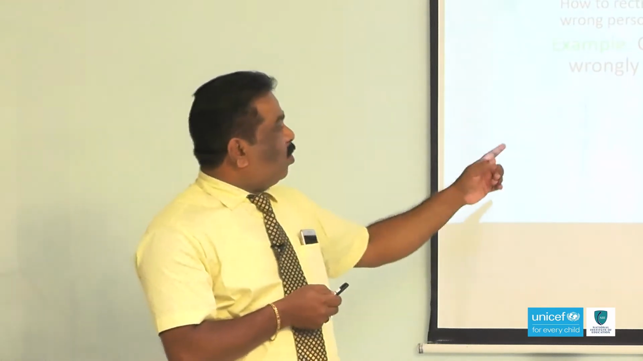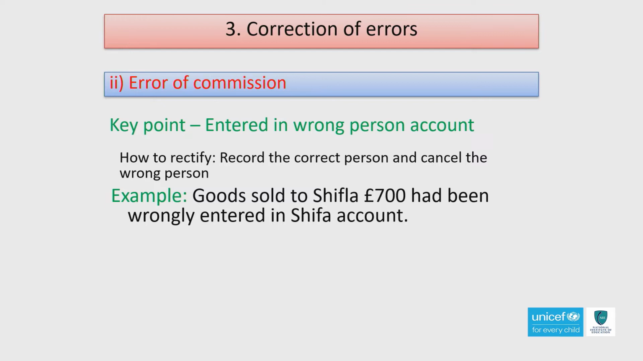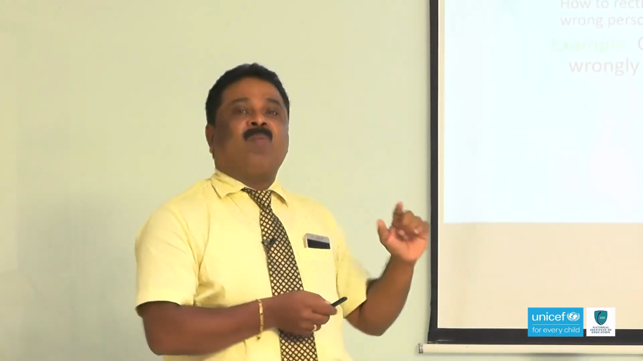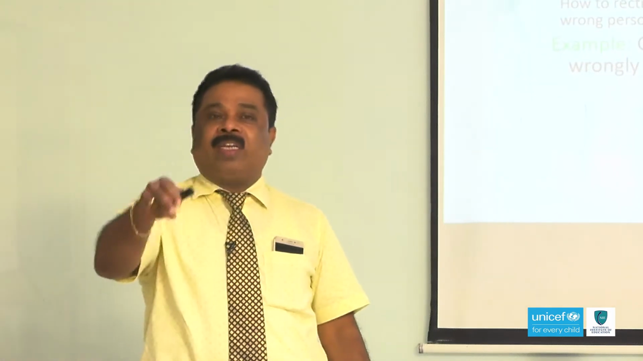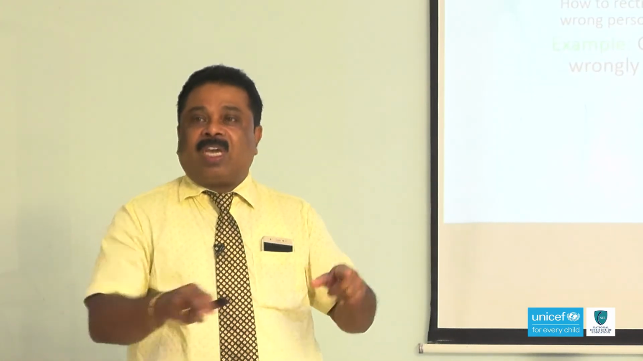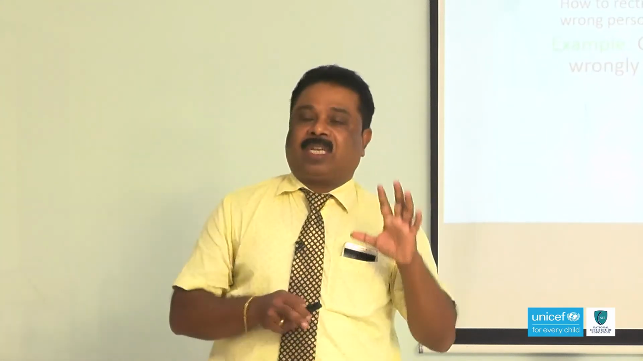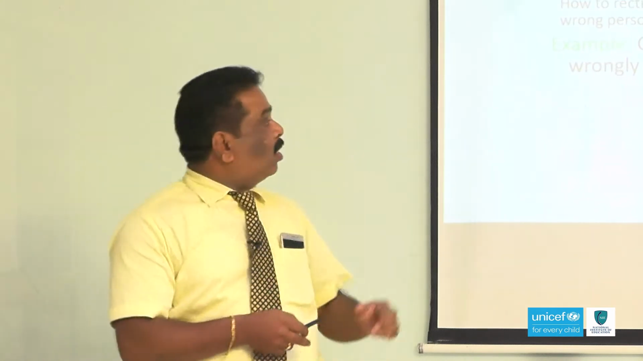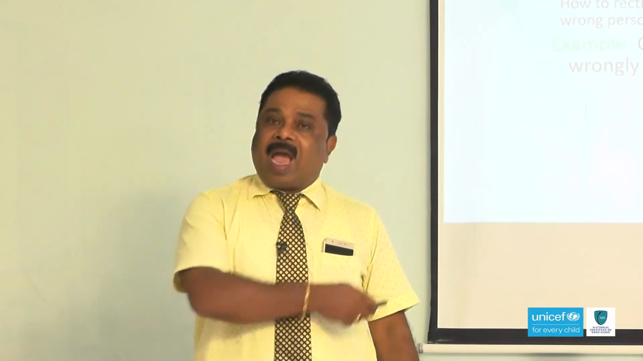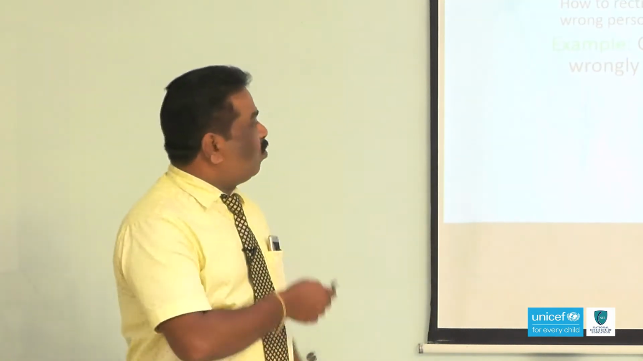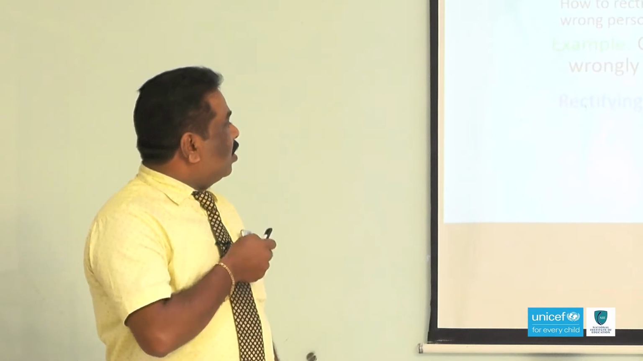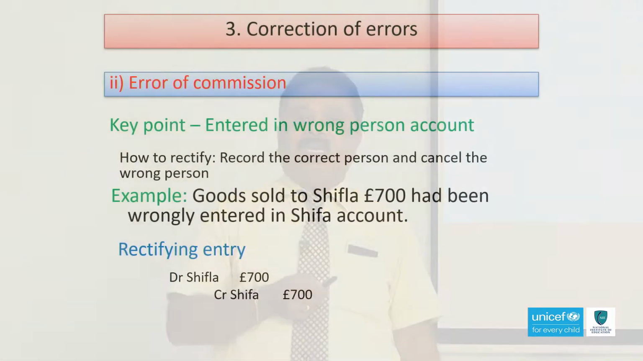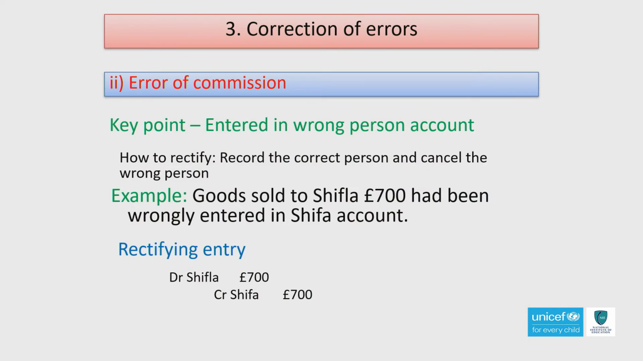Example, goods sold to Sifla, £700, had been wrongly entered in Sifa's account. Here you might notice the wrong person. The goods had been sold to Sifla, but we have recorded it in Sifa. Both are different persons. So Sifa is the wrong person account. Now we have to rectify it. First record the correct person, who is Sifla, and cancel the wrong person, who is Sifa. So the answer will be debit Sifla £700 and credit Sifa £700.